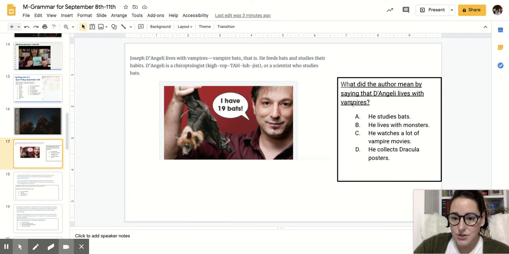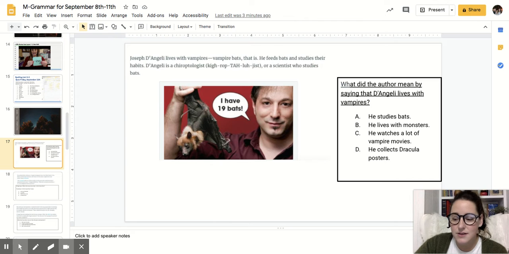So just like we did yesterday, preview the question. Question number one, what did the author mean by? We're going to see that a lot whenever we're in a testing situation with figurative language. What did the author mean by saying that D'Angeli lives with vampires? A, he studies bats. B, he lives with monsters. C, he watches a lot of vampire movies. D, he collects Dracula posters.